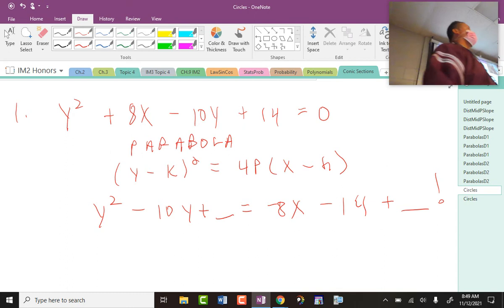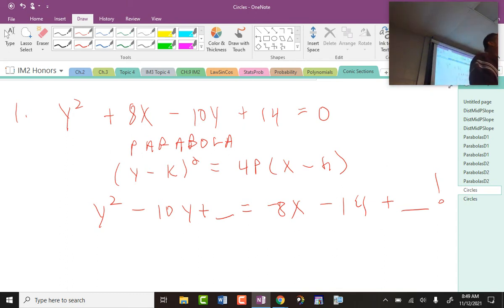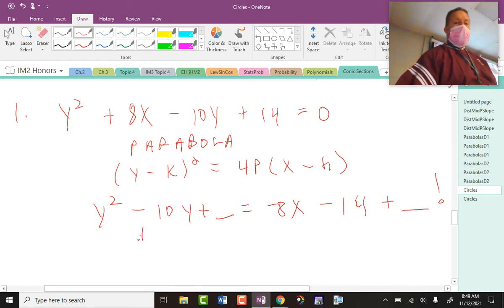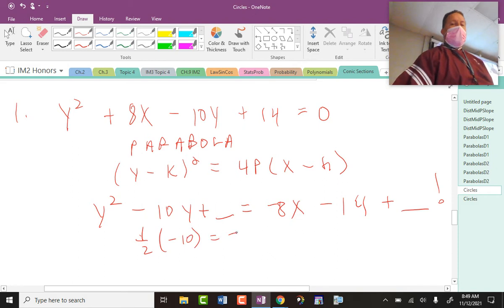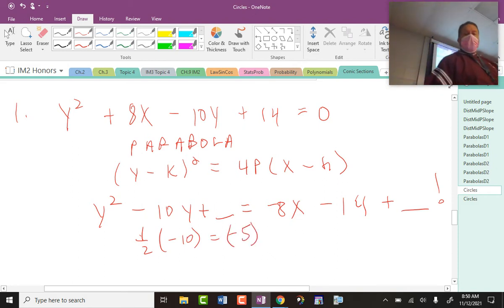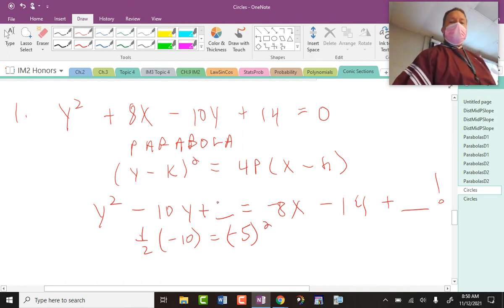Well, when I say complete the square, you say take, come on, half the middle term, and then what? Square it. So what's half of negative 10? What's half of negative 10? 3, 2, 1, go. And then what's negative 5 squared? If you say negative, get out. What's negative 5 squared? 25.